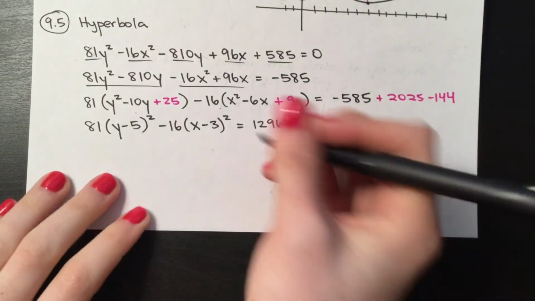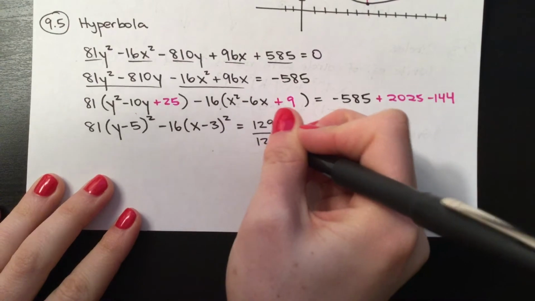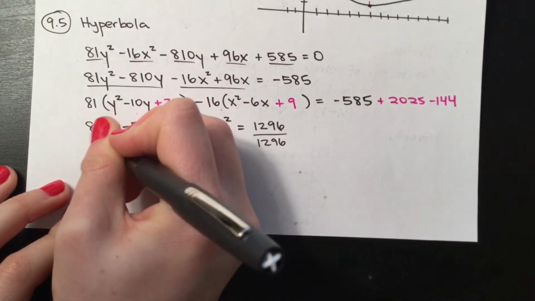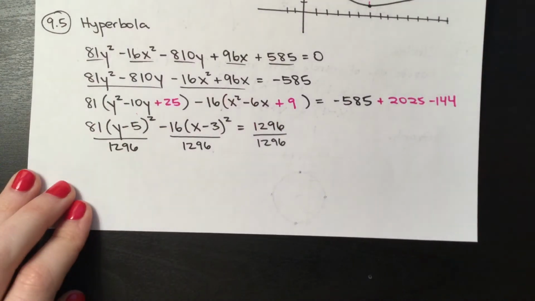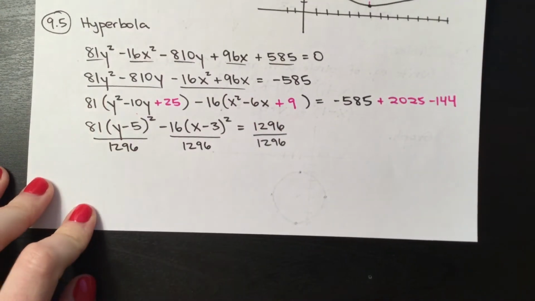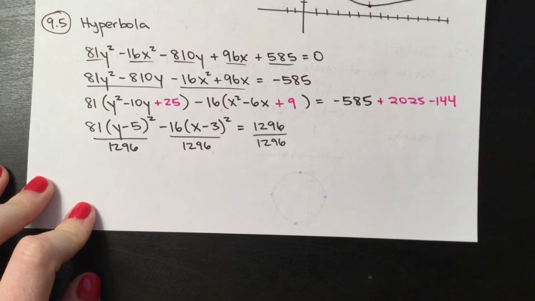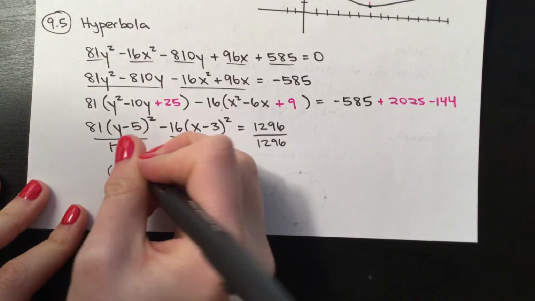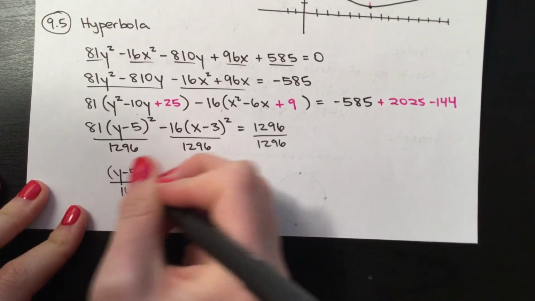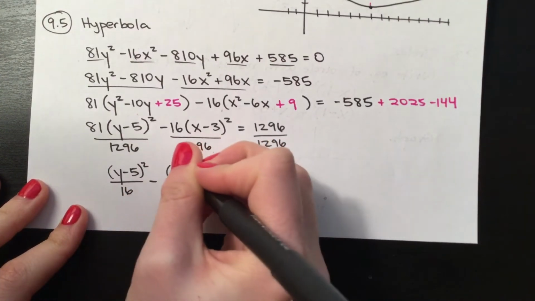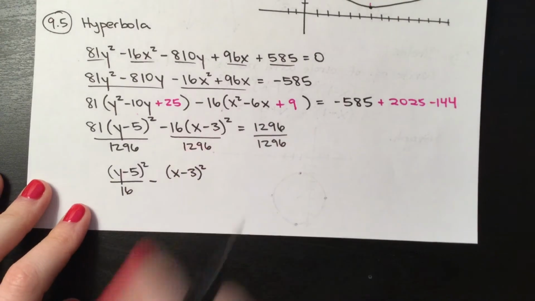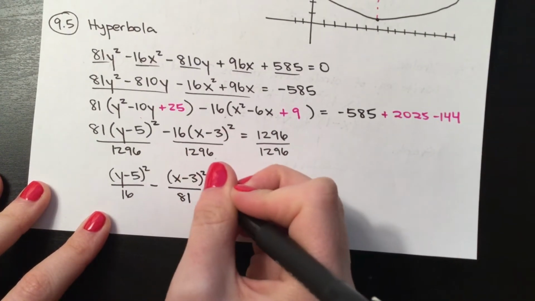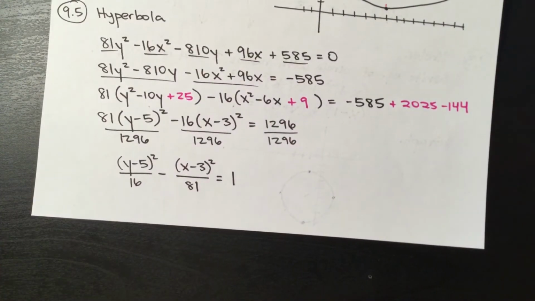The very last thing you're going to do with the hyperbola, you're used to this just being a 1. So we're going to divide everything by 1296. And then once we do that, it'll be in the normal form for a hyperbola. So this 81 over 1296: 1296 is divisible by 81. It leaves us with a 16 in the denominator. And then this is also divisible by 16. That means it leaves us with an 81 in the denominator. So that is our hyperbola in standard form.